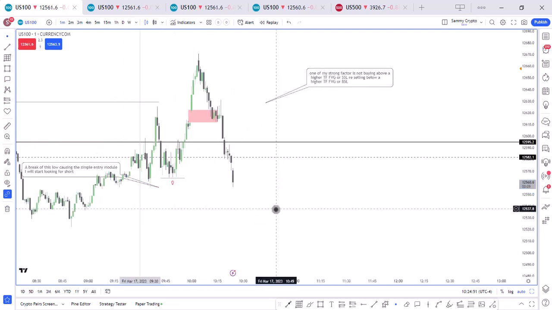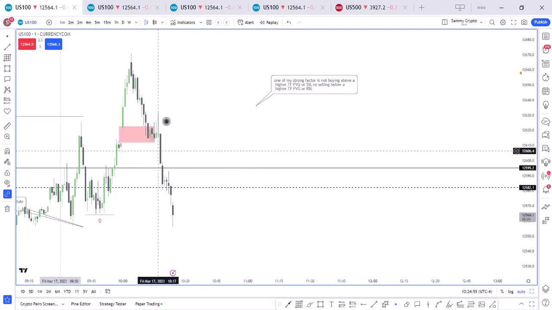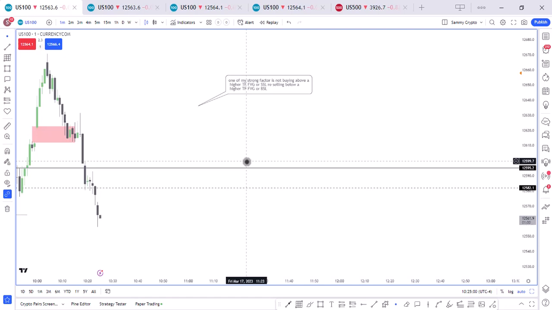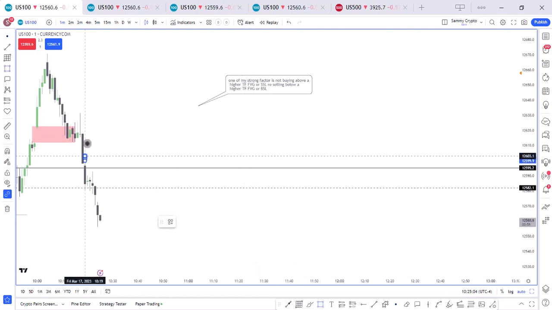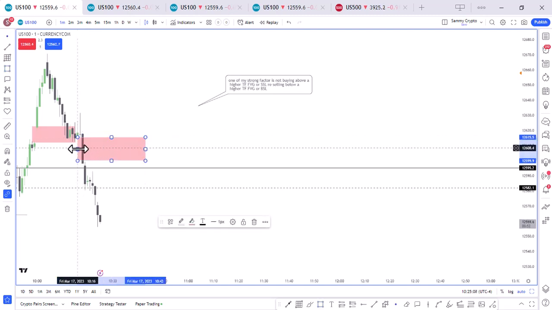But first, we must hunt for higher time frame sell side liquidity. That's just how it works, right? The weekly AMD, that's another topic I'm going to teach. Okay, so you can see I was pausing and playing the recording. So that was where I was expecting price to trade back into for my short entry.